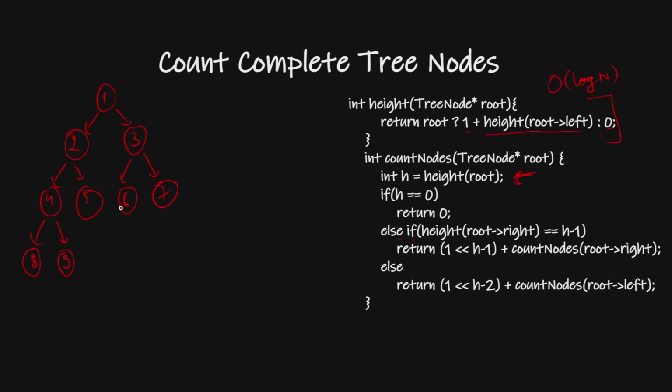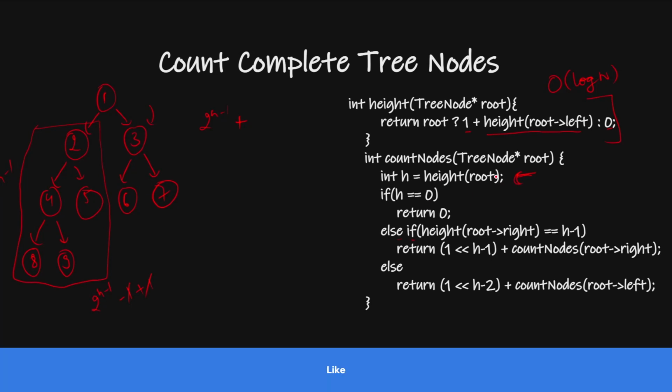If my node is in the right subtree, then the left subtree has height h minus 1, and the total number of nodes will be 2 to the power h minus 1 minus 1, plus 1 for this root, and that will be 2 to the power h minus 1. And then finally 2 to the power h minus 1 plus count node of right, and I will simply go for this.